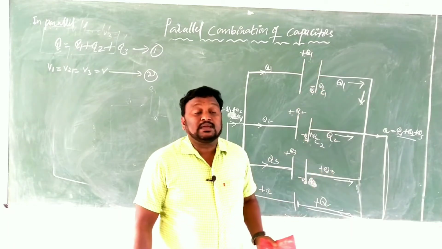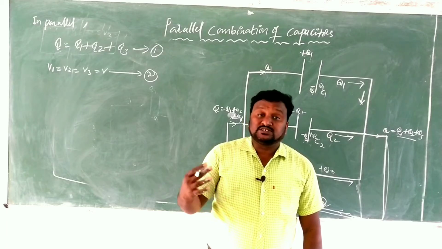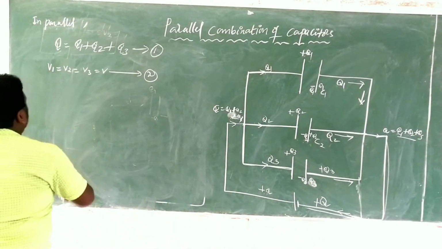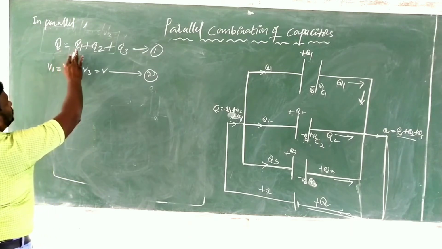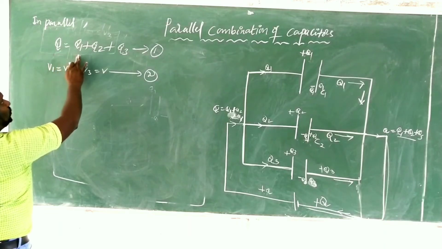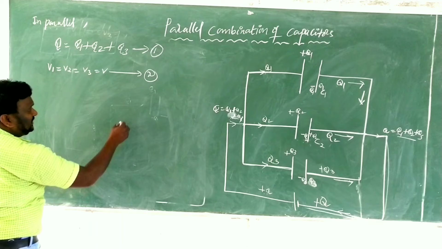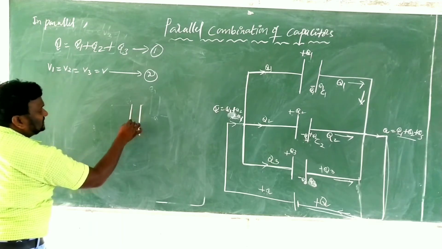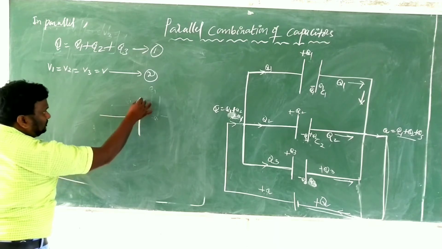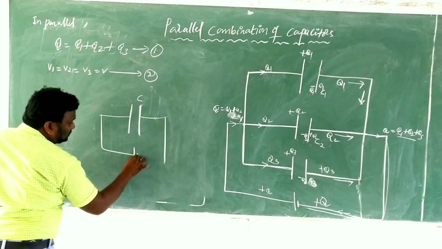Effective capacitance of the capacitors in this combination. We are going to go for the derivation now. For that, the condition is Q is equal to Q1 plus Q2 plus Q3. The entire thing I am explaining like this: this is a capacitor of resultant capacitance C. Clear? And that should be given in parallel to this one.